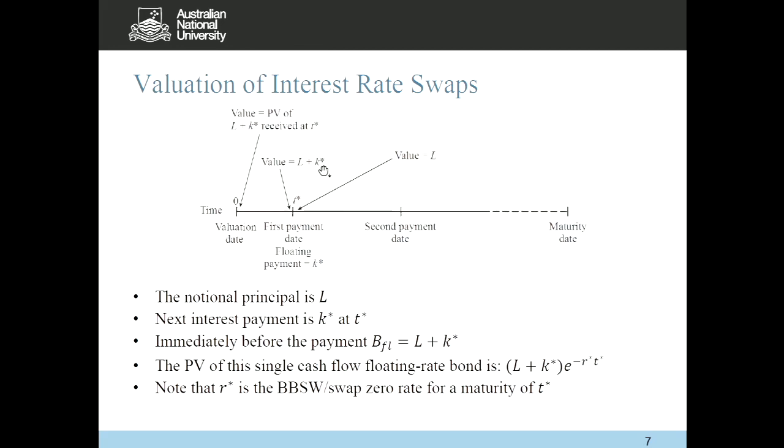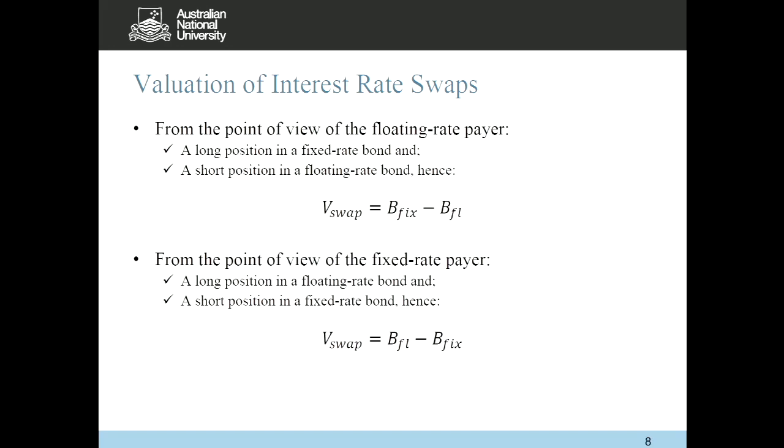Well, if that's the case, all we need to do to value the floating rate bond is to discount the L plus K star back to the present. That's the only thing you have to worry about with the floating rate bond. Does it make sense? Okay, so just bear that in mind.